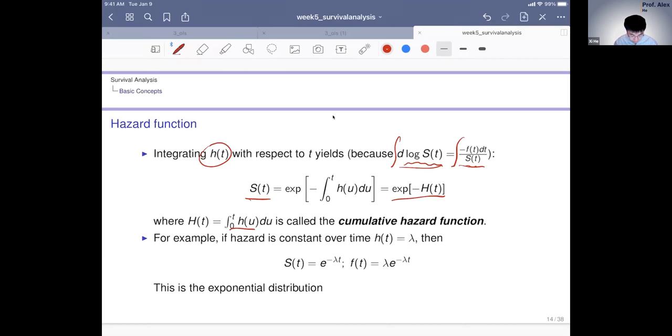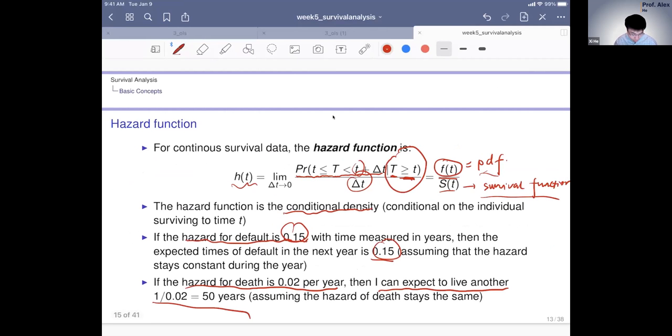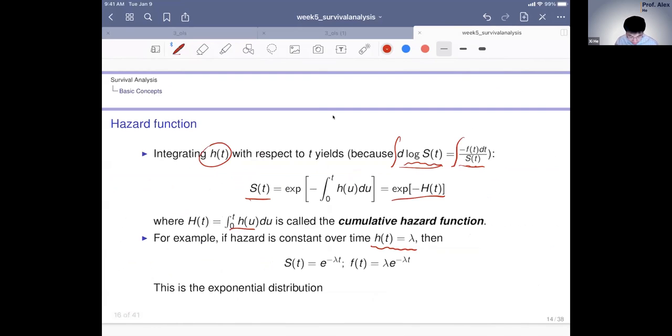And then let's look at some examples of the hazard function. There are several that we often use. The first one is a constant hazard. The hazard function is equal to a constant over time. That's like our example here: the hazard of death is 2% per year and that stays constant. Once you have that, the survival function just equals e to the minus lambda t, where lambda is this constant. If you plot that, it will be something like this. At zero it equals one, and then you have death over time, so it is decreasing. And then you can also calculate the PDF. That's what we call the exponential distribution.